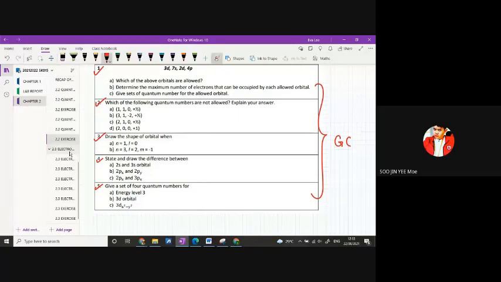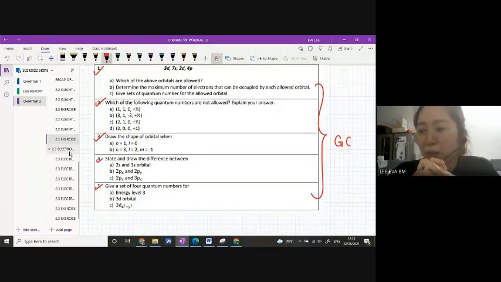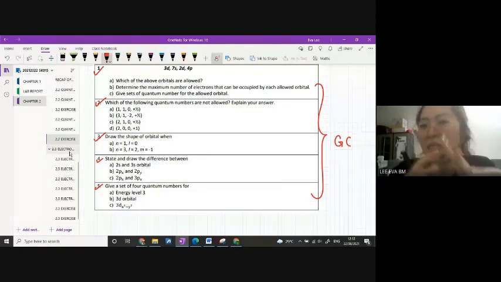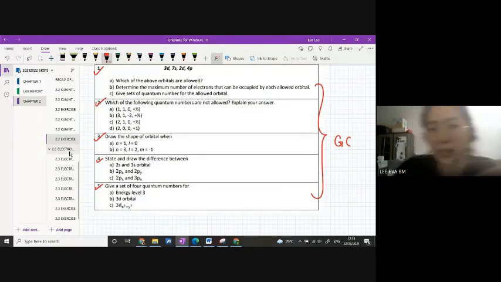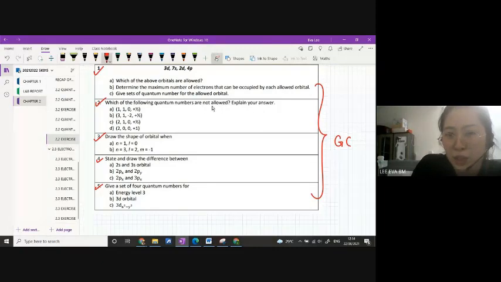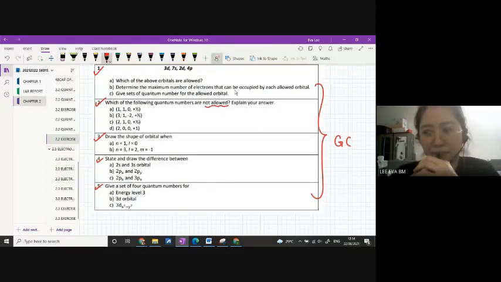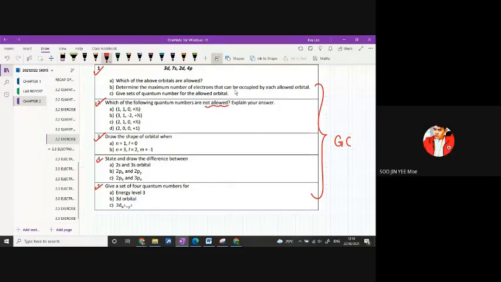Madam, about the question 2, how to explain the correct answer? Okay, the correct answer you don't have to explain because it's already correct. The allowed quantum number, no need explanation. So only explain for those which is not allowed. Oh, so it means not the entire is wrong, just one of the 4 elements is wrong.